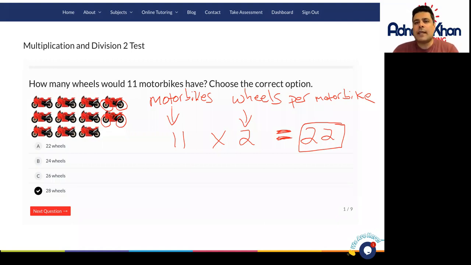Okay, you can also use the images to help you calculate these answers as well at the same time.